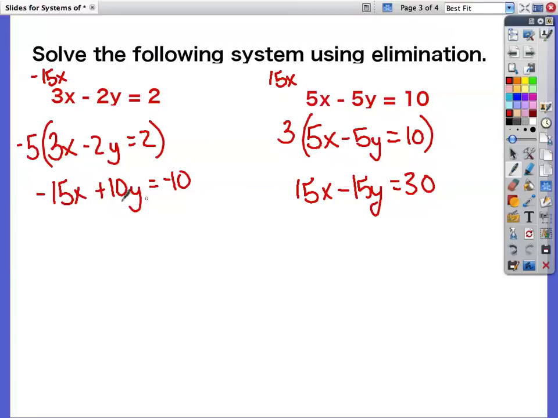So I ended up with some opposites here. So I can record both equations again. I'm going to copy this one here in the top part.